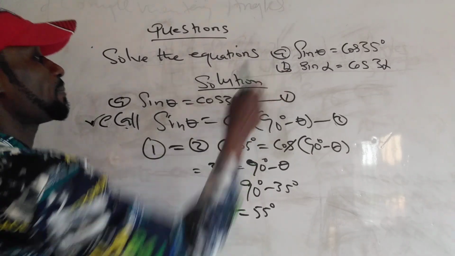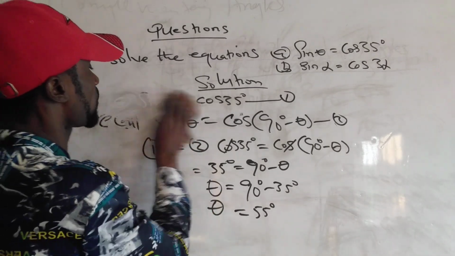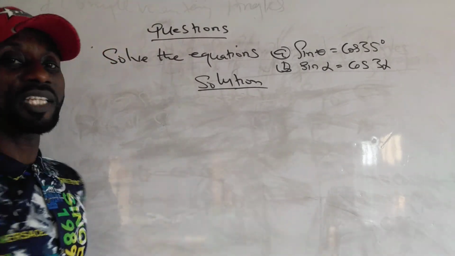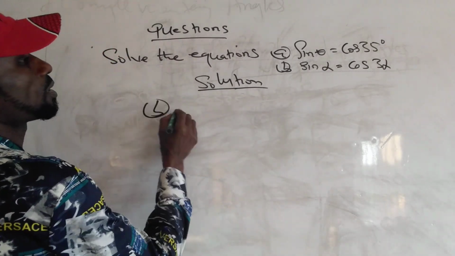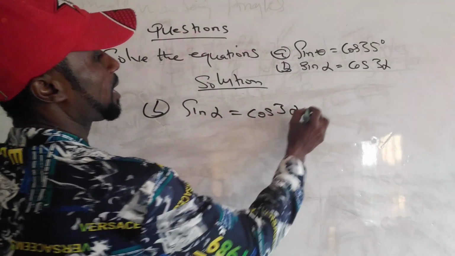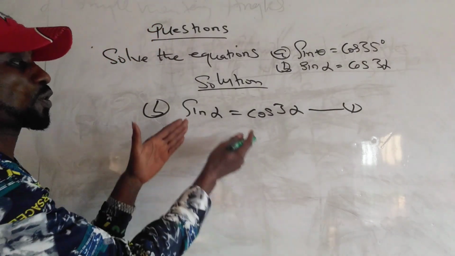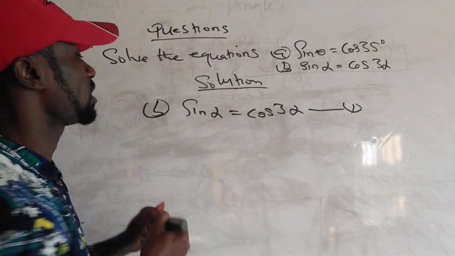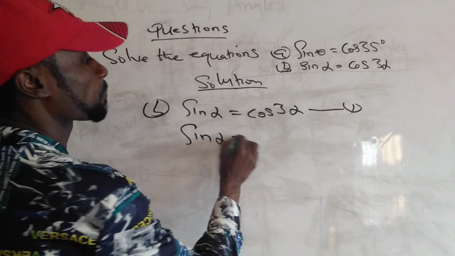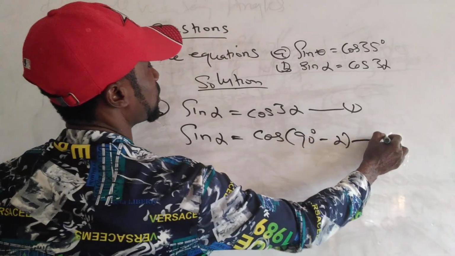Okay, so you want to look at the B part. Now, I'm going to take away solution A so that I can solve for B. Okay, let us solve for B now. For B, sine alpha is equal to cos 3 alpha. I can still call this equation 1, and I recall the same identity because the same identity corresponds to this equation 1. So now, sine alpha, I'm going to use alpha this time around, is equal to cos of 90 degrees minus alpha. I call this equation 2.